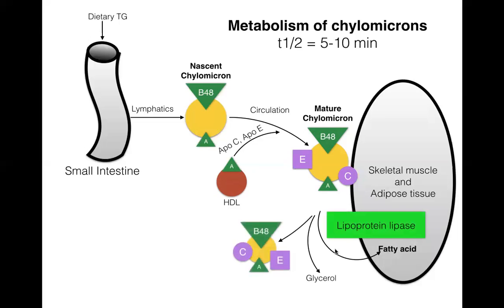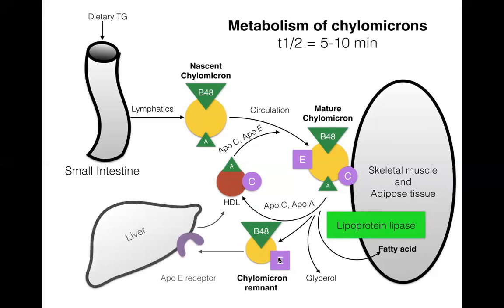Once it has unloaded most of its content, ApoC is eventually returned back to HDL. This now prevents the chylomicron from further unloading its content. What you have is called a chylomicron remnant. Now, since the chylomicron remnant still contains ApoE, it can be recognized by the liver by binding to an ApoE receptor. So its final destination is the liver, where it is eventually catabolized.